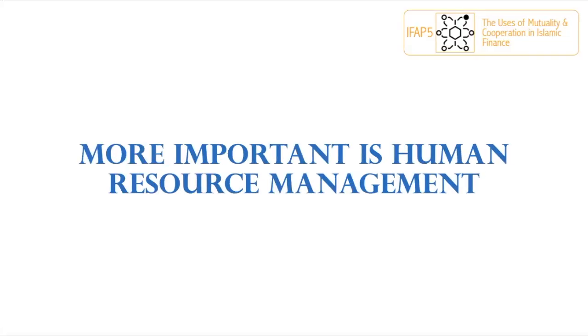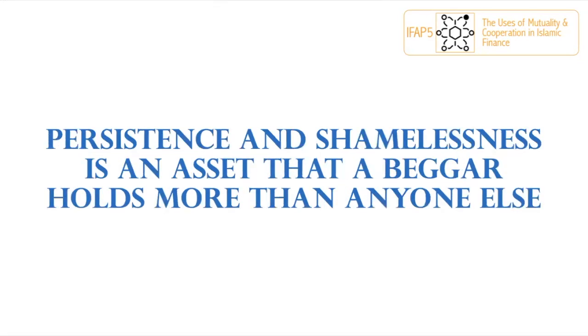Now, more important is human resource management in this case. And you probably would be inclined to agree with me that these two things are very, very important when you are trying to sell something. Persistence and what I call shamelessness. So persistence and shamelessness is an asset that a beggar holds more than anyone else in the world. So if you train these guys, they can actually raise a lot of money for good social causes. Of course, in this whole process, you give them some kind of self-esteem as well. They remain persistent and they say, I am raising this money for a social cause, not for myself.